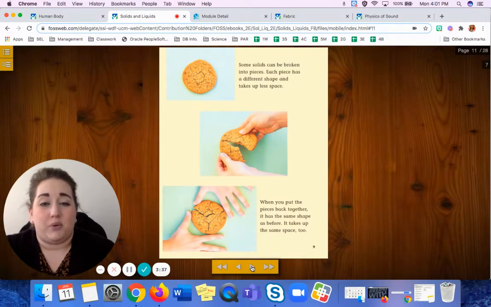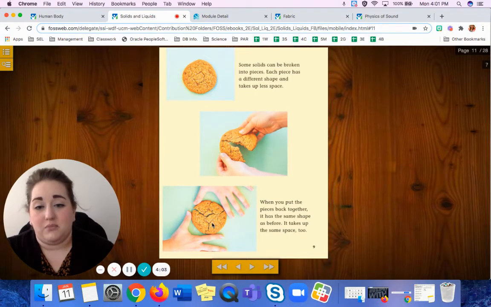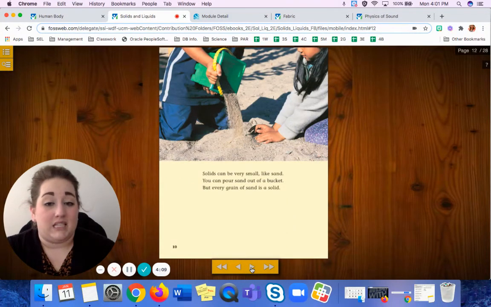Some solids can be broken into pieces. Each piece has a different shape and takes up less space. When you put the pieces back together, it has the same shape as before. It takes up the same space, too. Okay, so here we have a cookie. When they broke it up, it took up different space, but then when you put it back together, it takes up the same space. Solids can be very small, like sand. You can pour sand out of a bucket, but every grain of sand is a solid.